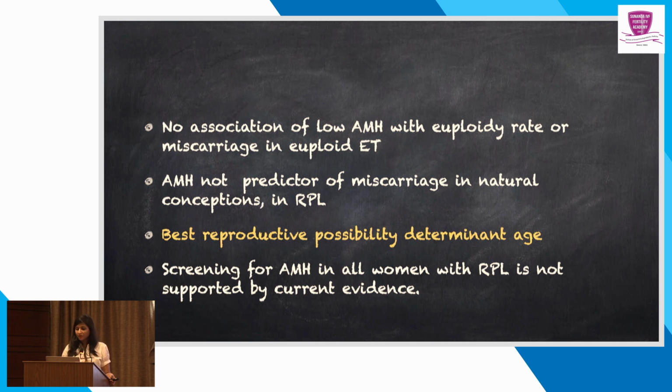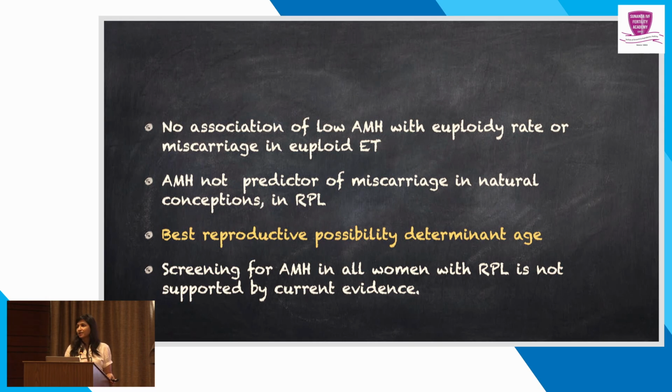AMH is not a predictor of miscarriage in natural conception, neither in RPL. The best reproductive predictor is age, because if age is on the higher side and the AMH is on the lowest side, then that is a marker of aneuploidy, meaning you can predict that a greater amount of aneuploidy can be there. Screening for AMH in all women with RPL is not supported by current evidence.